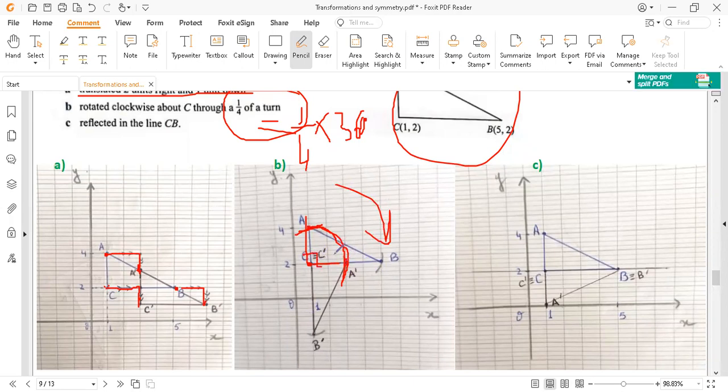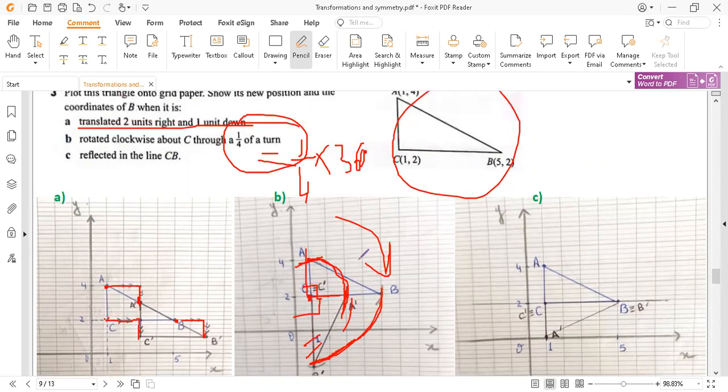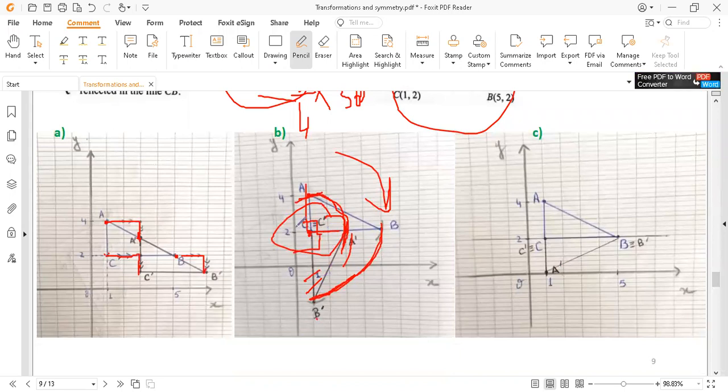Then for B, the same: CB, then we draw a circle or partial circle, and we count 90 degrees, and we have the same distance from C to obtain B prime. C stays the same, because C is one vertex of the original triangle and at the same time the center of rotation. So its image is congruent with the original. We join A prime, C prime, B prime to obtain our new triangle.